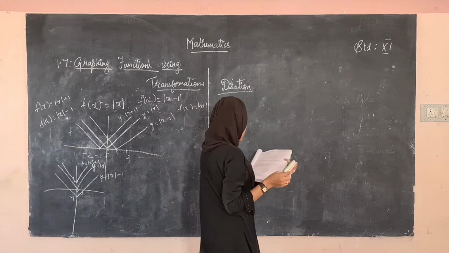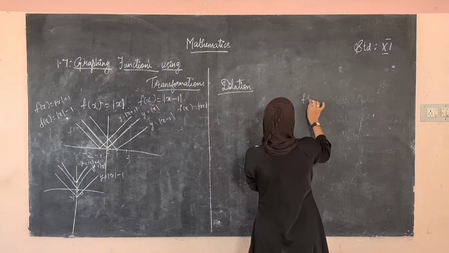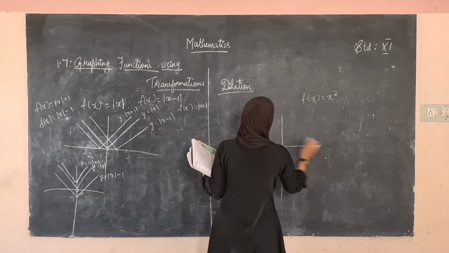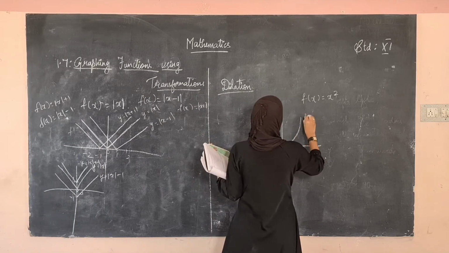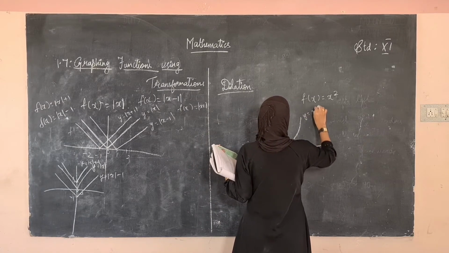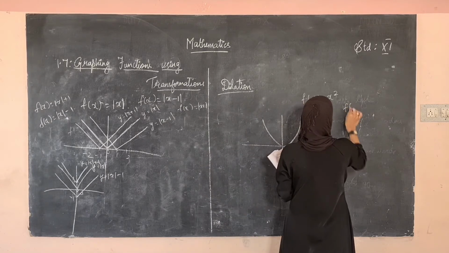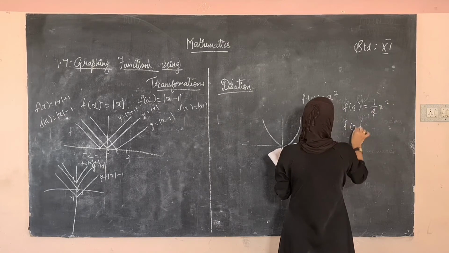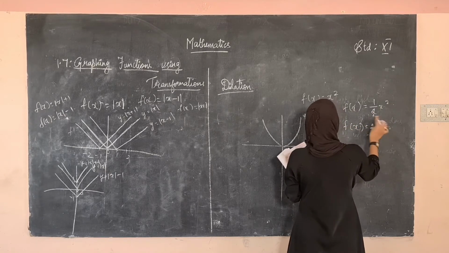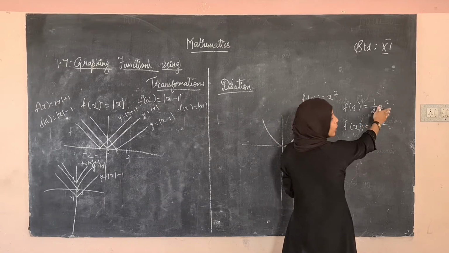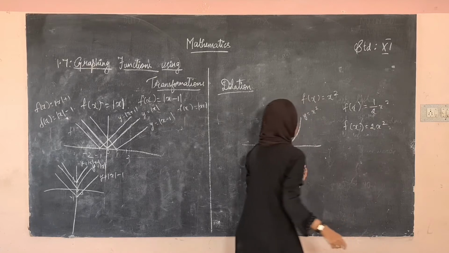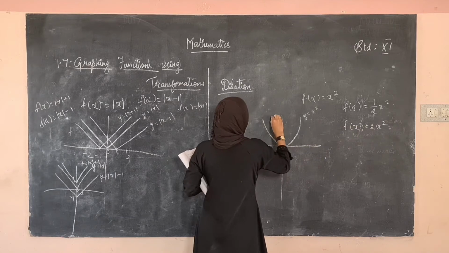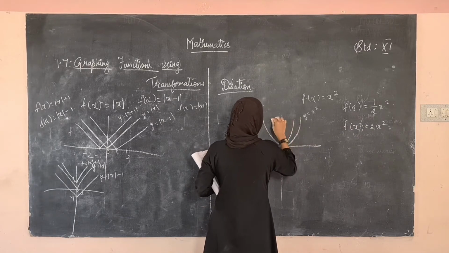See here, illustration 1.10: f of x is equal to x square is the original graph. So the graph is like this, y is equal to x square. Another function, f of x is equal to 1 by 2 into x square, and f of x is equal to 2 into x square. This is the smallest term multiplied to the function and this is the largest term multiplied to the function. So when the graph is multiplied with the largest term, it contracts like this.